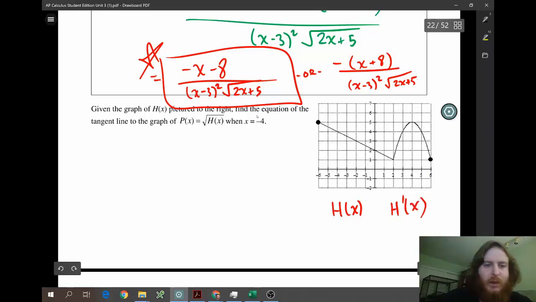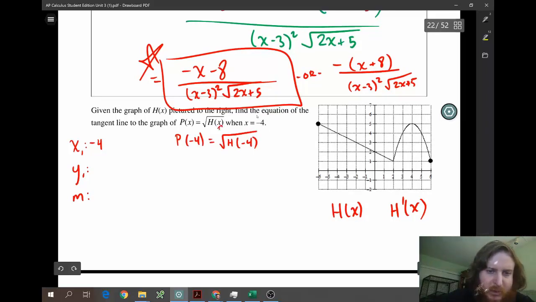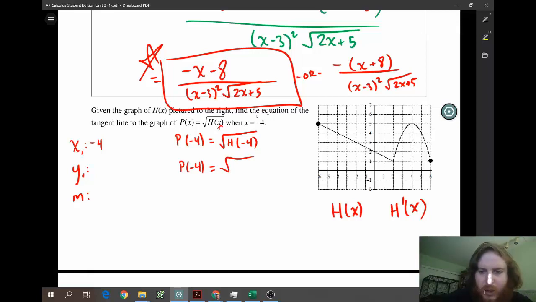So that's our key. This does say find the equation of the tangent line, so I'm going to write that off on the side: x1, y1, and m. My x1 is negative 4. For my y1, we're going to do p of negative 4. So p of negative 4 is going to be the square root of h of negative 4. This is composition. We're putting the negative 4 in where we see the x. So now p of negative 4 is going to be the square root of h of negative 4, and that's the y value. So h of negative 4 is going to be our y value here.